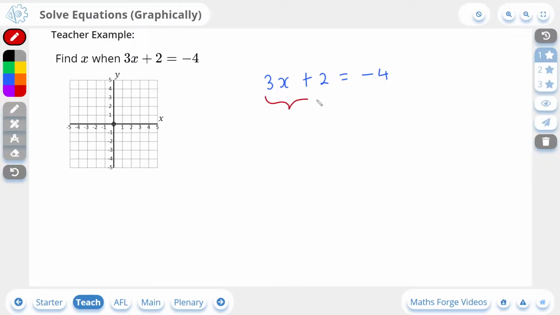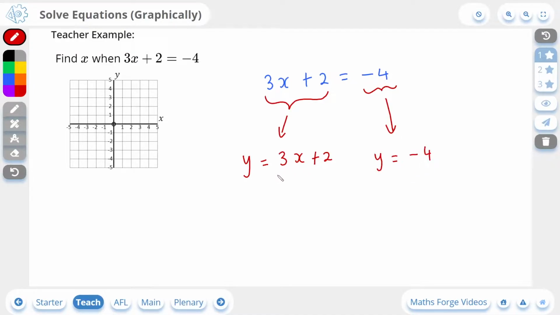For the left-hand side of the equation, I'm going to take this and I'm going to equal it to y. So this is going to give us y is equal to 3x plus 2. I'm going to do the same with the right-hand side of this equation. So this is going to be y is equal to negative 4.